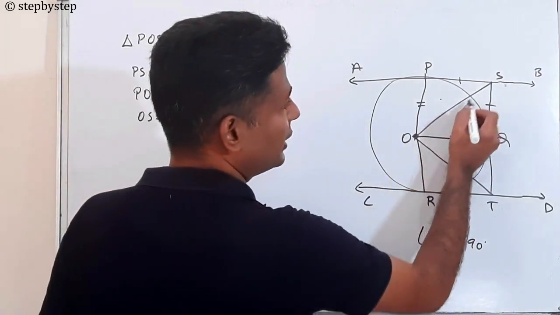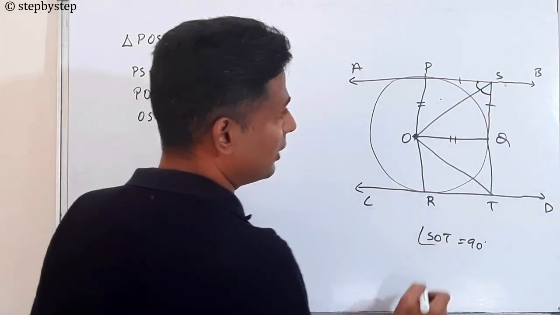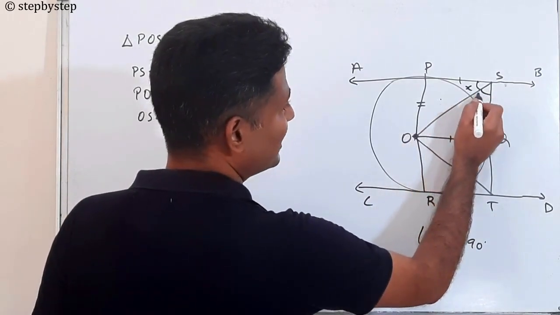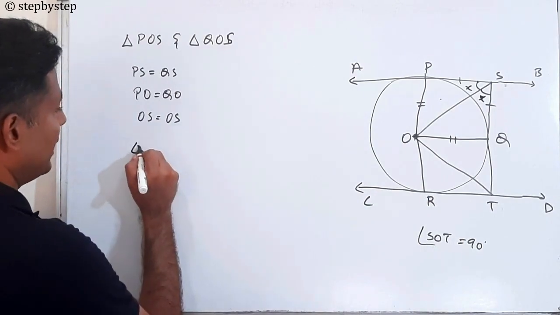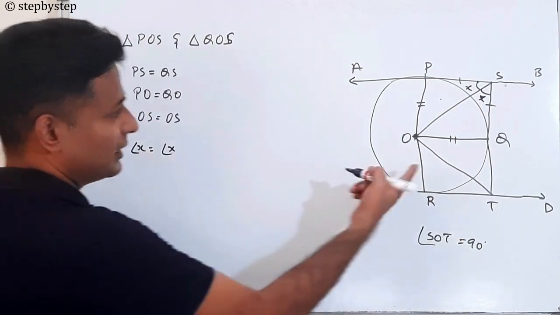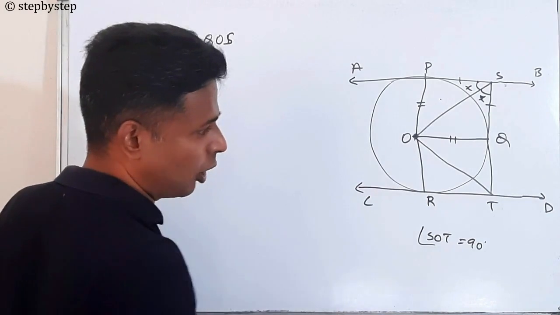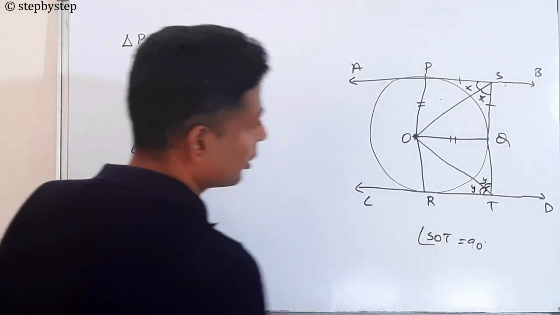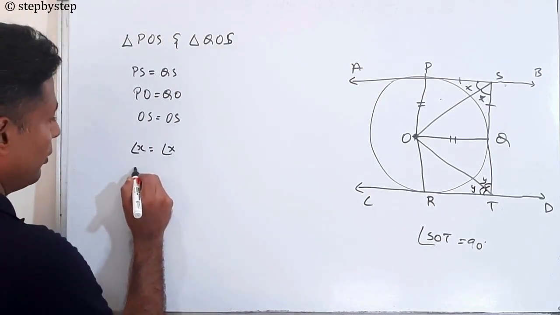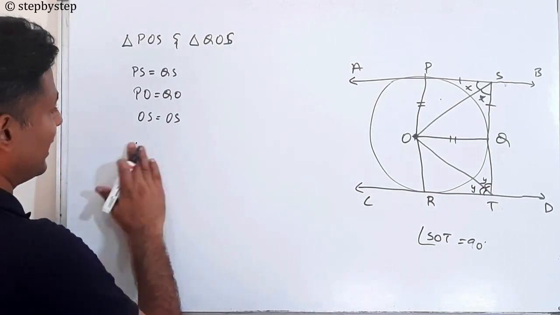So now since we have these two congruent, we will have this angle equal to this angle. Let's mark this as x. So this also will be x. So we have angle x equal to angle x. Similarly, you can prove these two triangles are congruent, which means this angle will be equal to this angle. We'll mark this as y. So this also will be y.